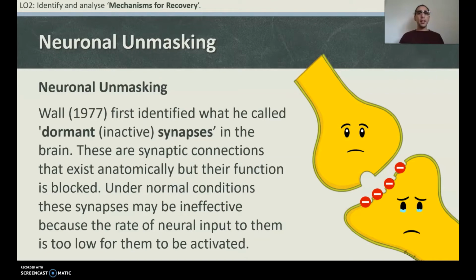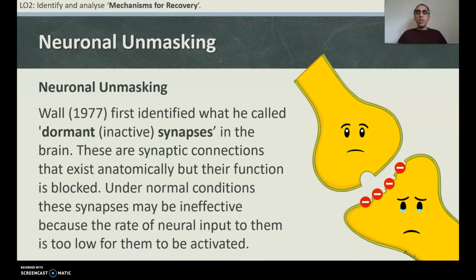These are synaptic connections that exist anatomically, so they're there, but their function is blocked. They are not being used, nothing is going through them. There is no electrical current or chemical current going through it. There are no messages being sent through it. Under normal conditions, these synapses may be inactive because the rate of neuronal input to them is too low for them to be active. So they're almost like they're dead.